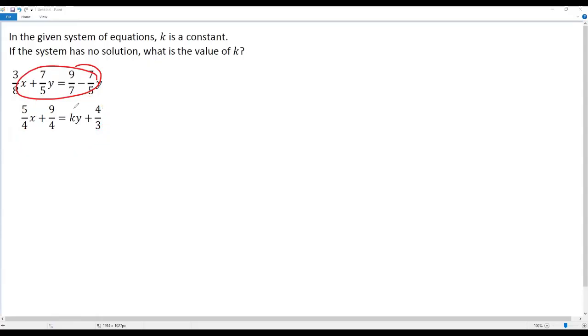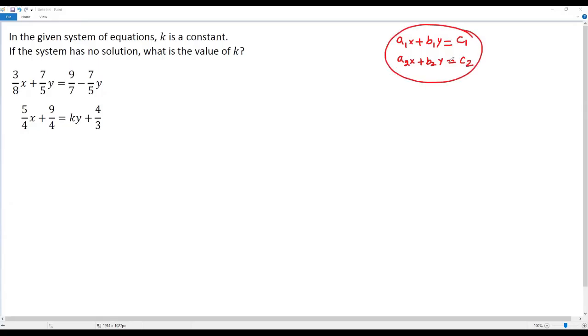Okay, before we start working on the problem, let's consider a concept. Let me consider a system of two linear equations in standard form. That is a1x + b1y = c1. This is a linear equation in standard form because we have the x term and y term on one side of the equation and the constant on the other side. Let me consider another linear equation in standard form, that is a2x + b2y = c2. Here we have a system of two linear equations in standard form.